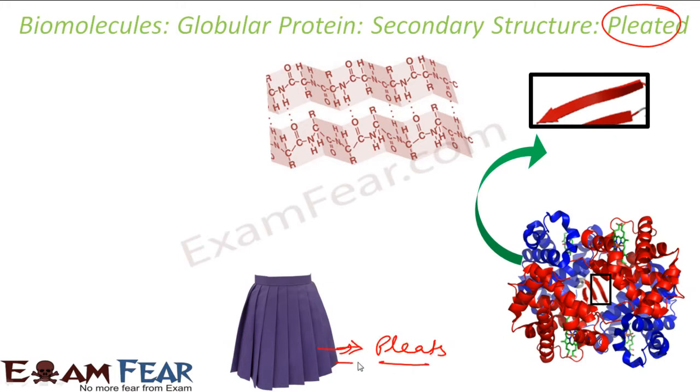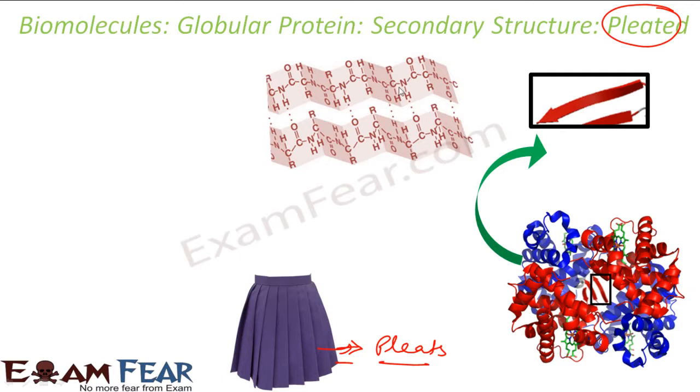Correct? So, in this case, the peptide chains are stretched out to the maximum extension and then laid side by side. And they're held together by intermolecular hydrogen bonding. If you see, there is hydrogen bonding. And if you see, they have a pleat-like structure.